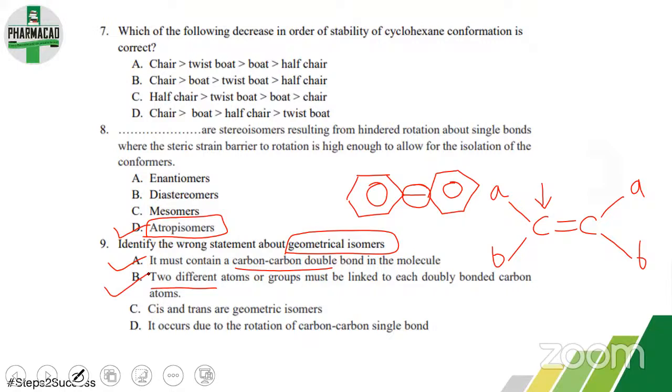Next is, cis and trans are geometrical isomerism. Yes. Cis means when the highest priority groups are on the same side. If they are on opposite sides, then it becomes trans. So this statement is also true. It occurs due to the rotation of carbon-carbon single bond. No, it occurs when we have a carbon-carbon double bond. So this statement is false. They are asking for the wrong statement, so that is option D.